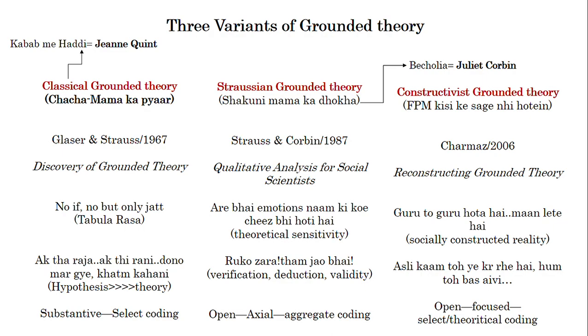Then classical grounded theory talks about coding of the data. Now I will explain what coding of data is. They say that there are two major stages involved. The first is substantive coding, the second is selective coding. Now when you move to Straussian and constructivist grounded theory, these codings vary. I mean only the nomenclature varies. In Straussian grounded theory it is open coding, axial coding, and selective coding. In constructivist grounded theory it is open coding, focused coding, and selective or theoretical coding.